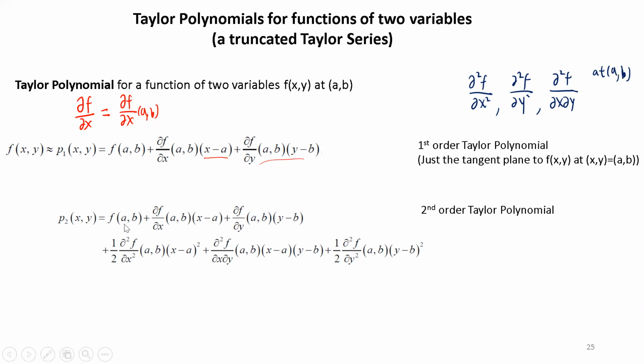So if I write it in this form, you realize that at x equals a, y equals b, this polynomial will give back the correct value. For the three second order partial derivatives, you can go ahead and try by yourself.